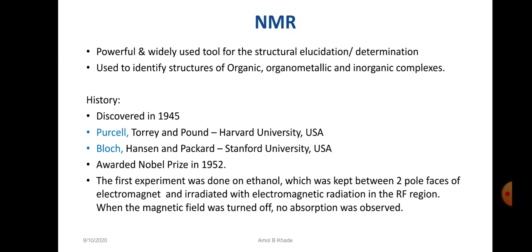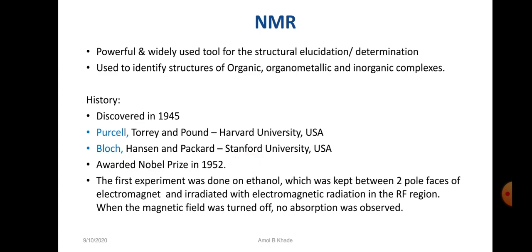Looking at the historical perspective of NMR spectroscopy, this is a very old technique, as it was discovered in the year 1945 by two groups working independently: Purcell, Torrey and Pound at Harvard University in the USA, and the other group, Bloch, Hansen and Packard at Stanford University in the USA. Of these, especially Purcell and Bloch were awarded the Nobel Prize in the year 1952.